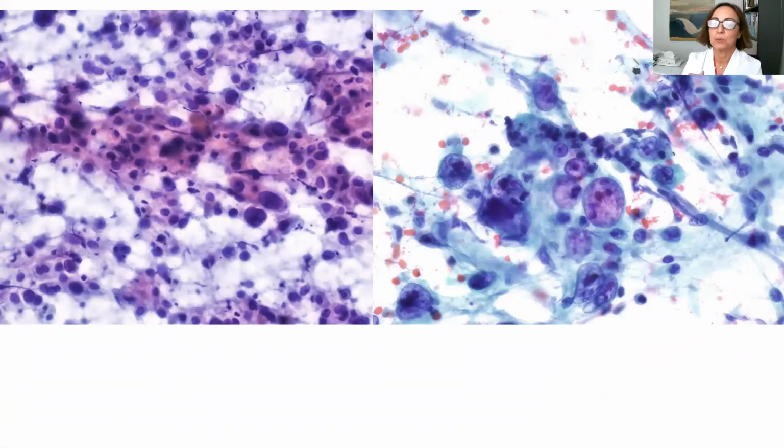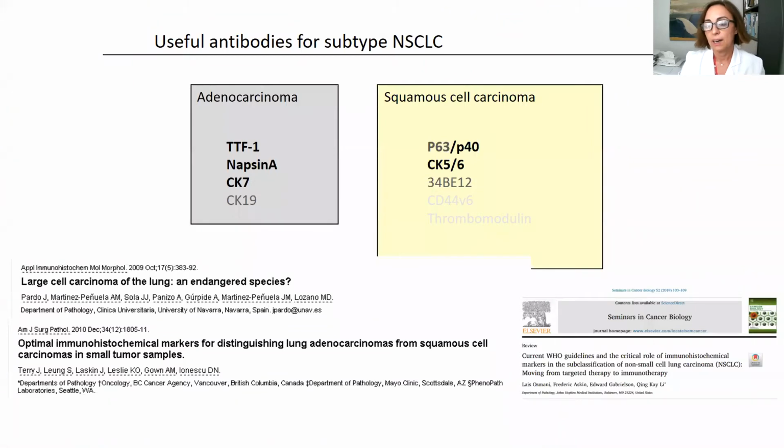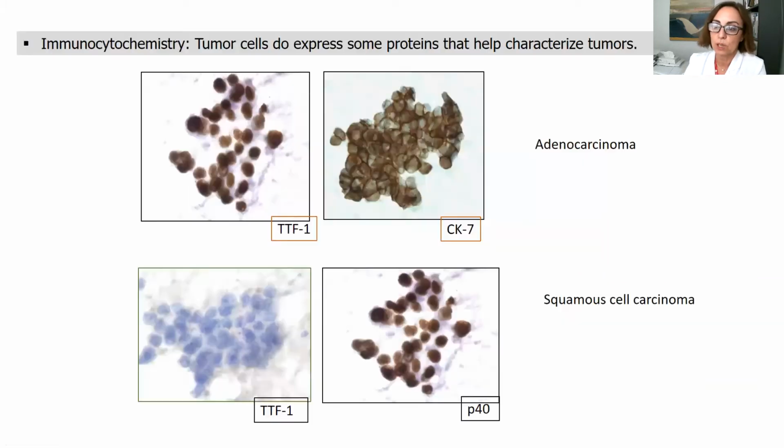But sometimes we have tumors that are not so easy to subtype between, for example, adenocarcinoma or squamous or large cell or whatever. And so we need some aid, we have to go and do some immunos. In non-small cell lung cancer, the panel of immunohistochemistry is very short and very easy, because TTF1 is very useful for at least more than 70% of adenocarcinomas, and P63, sorry, and P40 is positive and is very useful for diagnosis of squamous cell carcinoma.